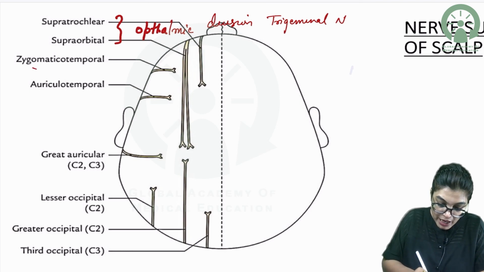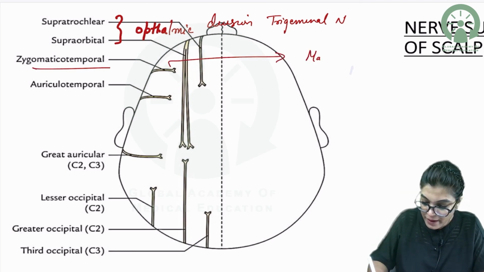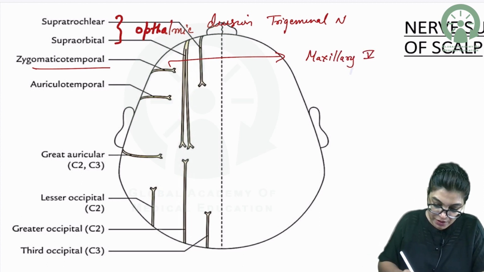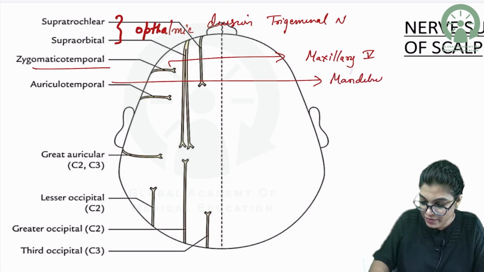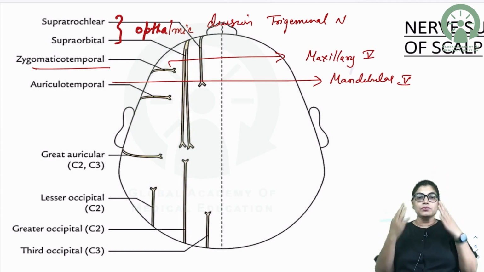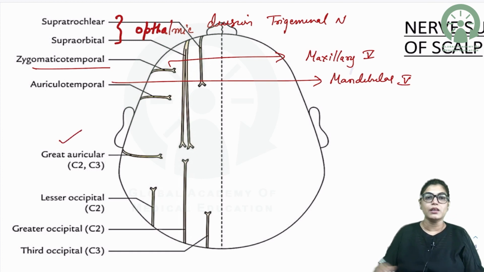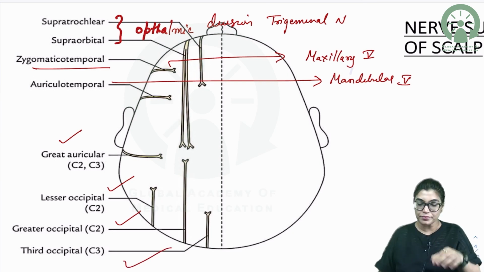Zygomaticotemporal is a branch of the maxillary division of the trigeminal nerve, the fifth nerve in short. Auriculotemporal is a branch of the mandibular division of the trigeminal nerve. This is in front of the auricle; behind the ear we have other sensory nerves: great auricular nerve with root values C2 and C3, lesser occipital, greater occipital, and third occipital.